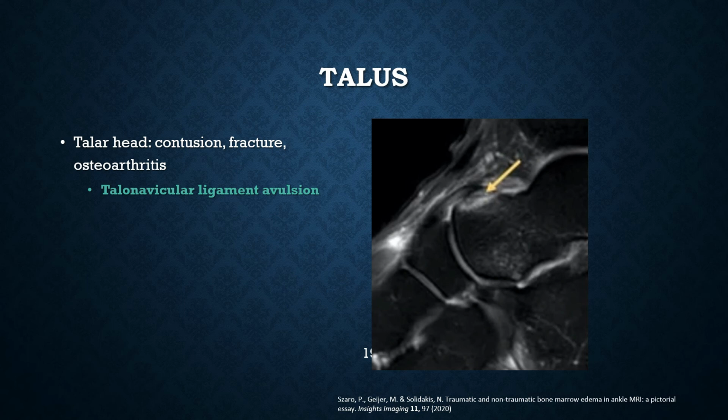Look for the margins of that fragment to look acute and not well corticated, although a well corticated fragment could also mean an old injury, an old ligamentous avulsion injury. So that would require taking some of the clinical history into account. Sometimes you just can't tell, but on MRI, this is an obvious case where there's injury involved.